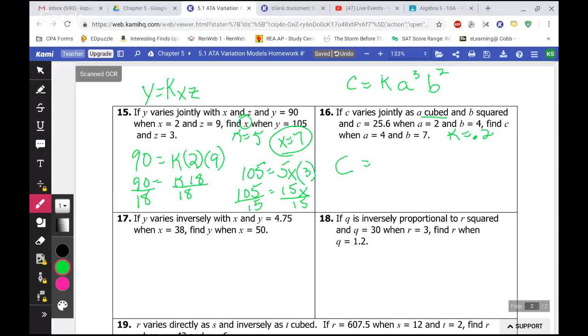Find C when A is 4 and B is 7. 4 cubed is 64, and 7 squared is 49. And 49 times 64 is 3136 times 0.2. So C equals 627.2.